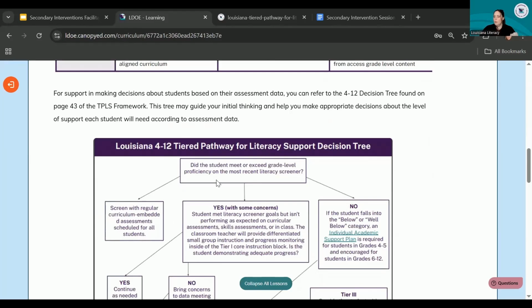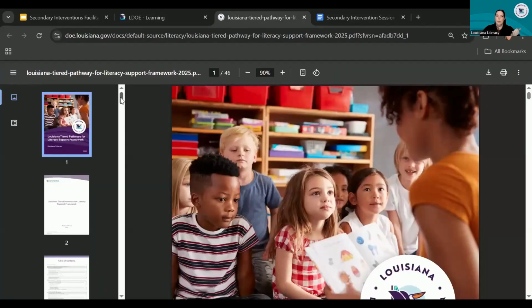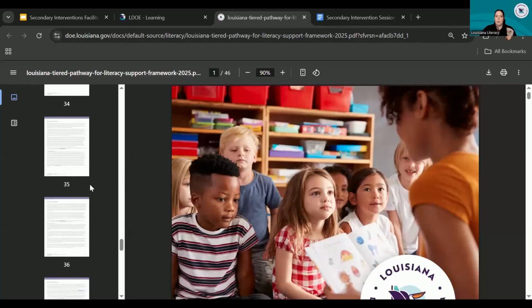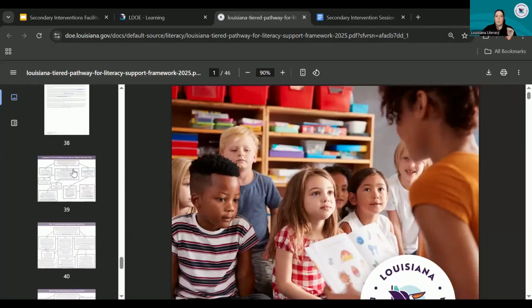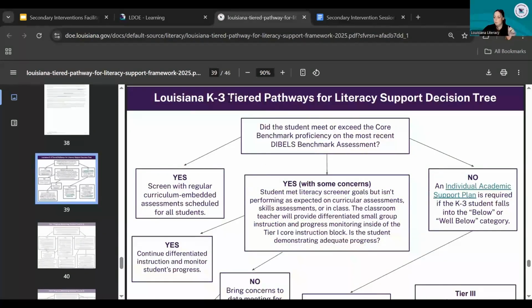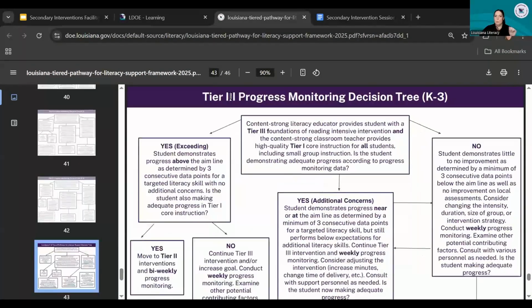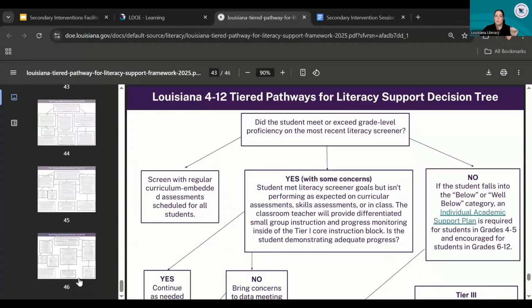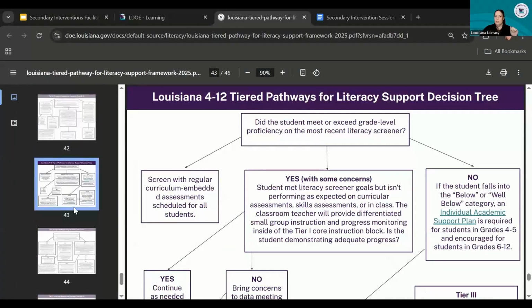So I want to highlight something on the TPLS framework called the decision tree. I actually have it opened in another tab. It starts on page 43. Well, actually, it starts on page 38, I believe, but this one's on 43. It's at the very end of the document. So you'll see, yeah, it starts on 39, but this is K-3, and it has a couple of different K-3 ones, but we want to obviously look at our 4-12 ones.